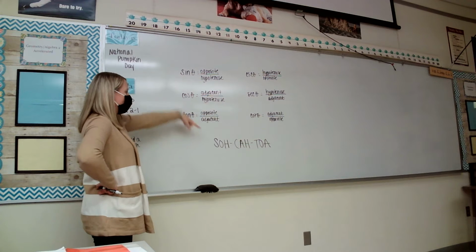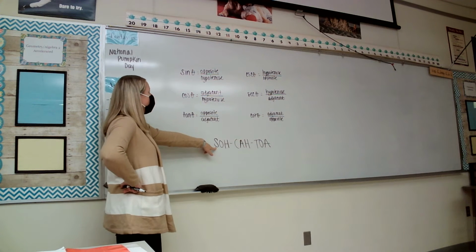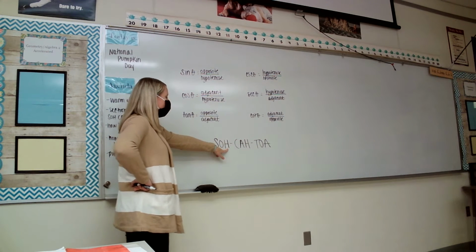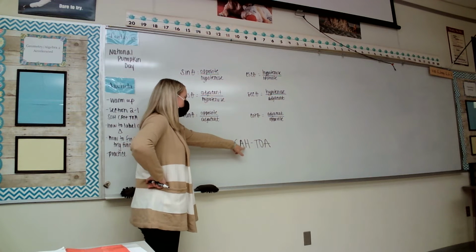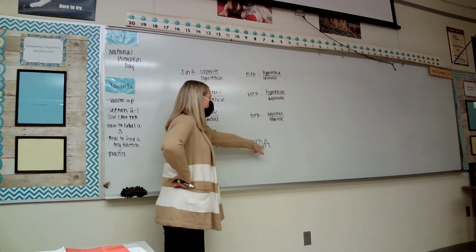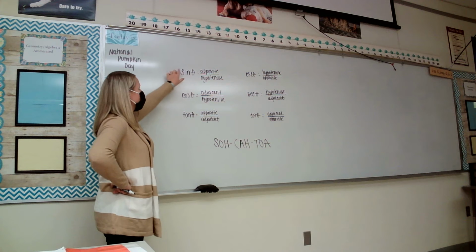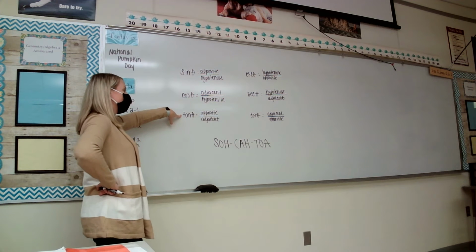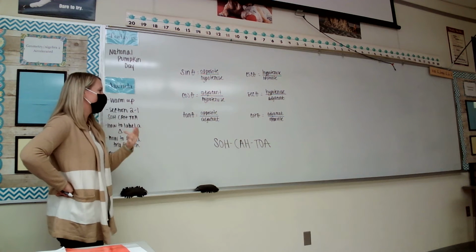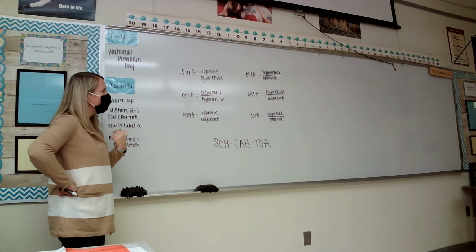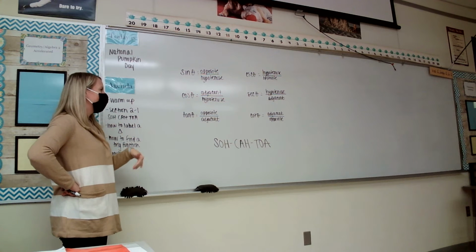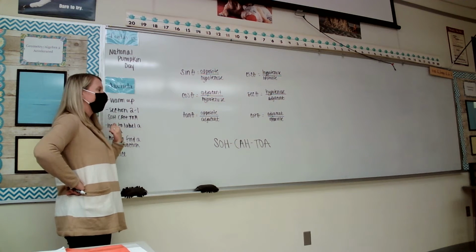So to remember the trig functions, this is to kind of remember those first three. So when we say soh-cah-toa, sine is opposite over hypotenuse, cosine is adjacent over hypotenuse, and tangent is opposite over adjacent. So basically it's to remember those three trig functions and their ratios in terms of opposite, adjacent, and hypotenuse.